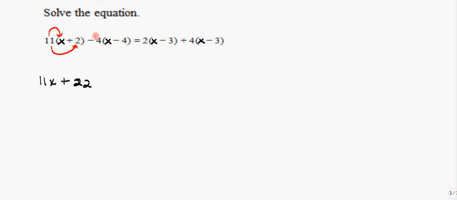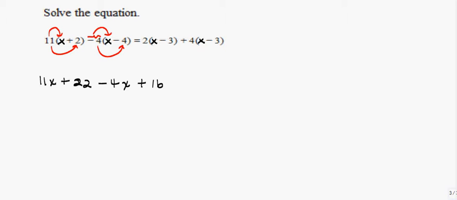Now we take the negative 4. Let's not forget the sign. Negative 4 times x and negative 4 times negative 4. Well, what do we get? Negative 4 times x is negative 4x. Negative 4 times negative 4 is positive 16.